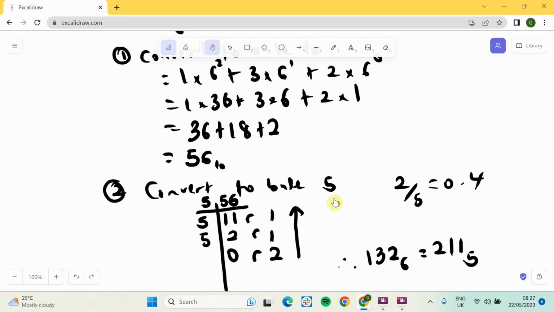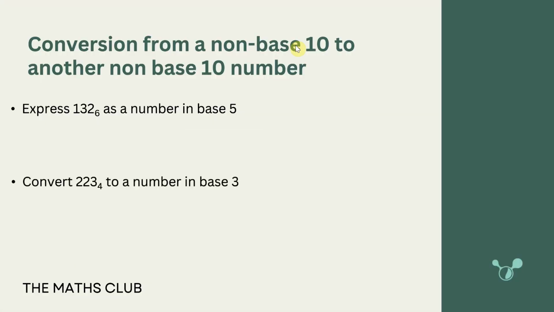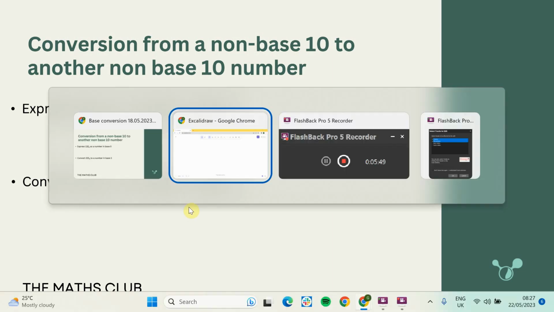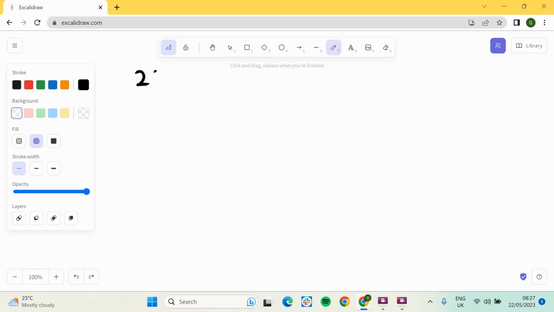So let's solve another example to drive this back home. I will compare answers to see if we actually got the right thing at the end of the day. So this one is saying that we should convert 223 in base 4 to a number in base 3. So let's go. 223 in base 4 to base 3. Before we continue, I would advise that you pause the video and try it out by yourself. So welcome back. So the first step is to convert to base 10, right?